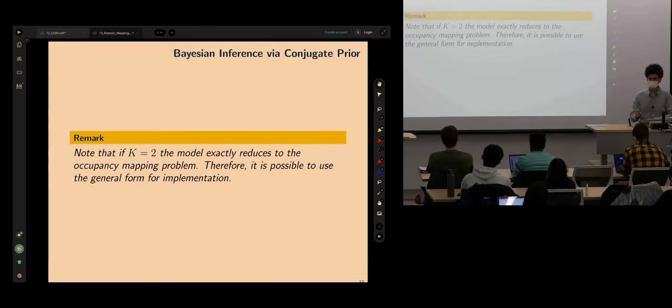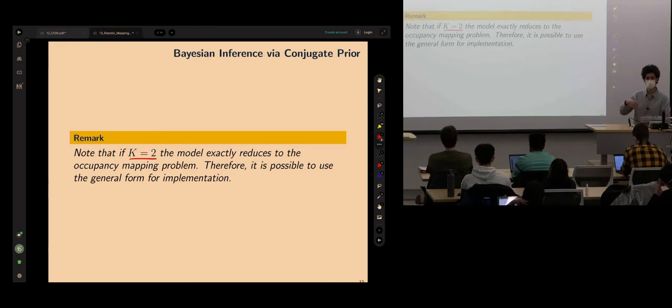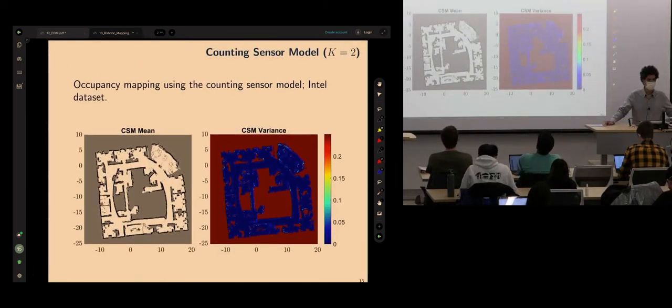Now, if k equals 2, that will reduce to the occupancy case. The categorical will look like the Bernoulli likelihood, a binary likelihood, and the Dirichlet will be reduced to the beta distribution. So that's the inference. It's not too bad. Much better than an invariant Kalman filter. So we call this the counting sensor model precisely because we're counting measurements for each category. So that's the name for it.